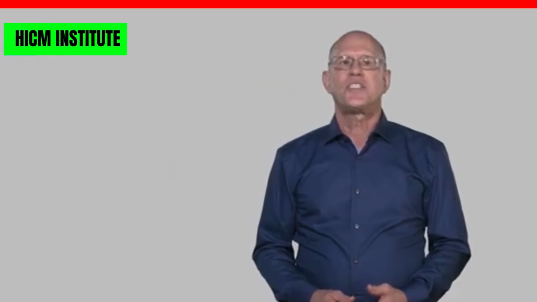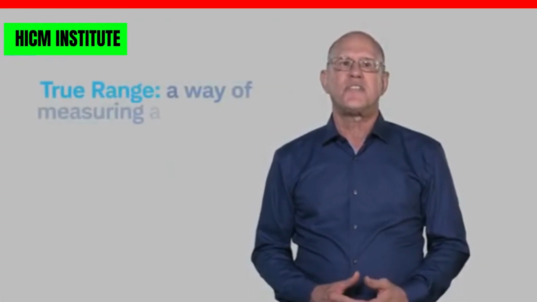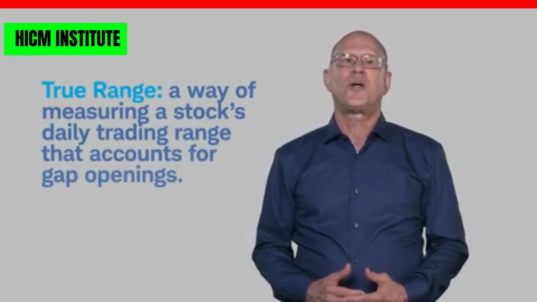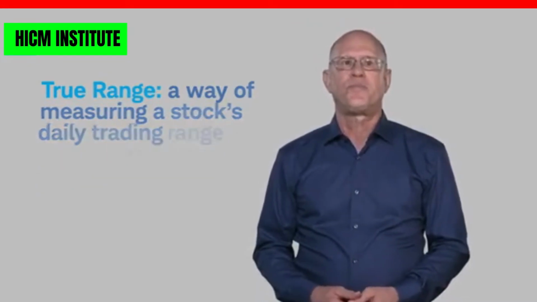ATR is based on the concept of true range, which is basically a way of measuring a stock's daily trading range that accounts for gap openings, which are when a stock opens sharply higher or lower relative to the previous day's closing price. Why is it important to account for gaps?